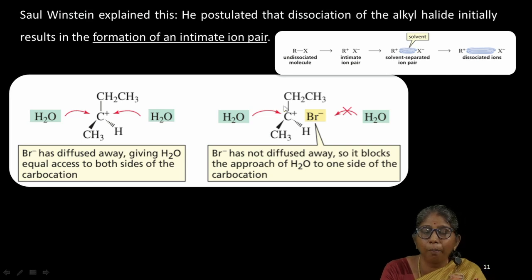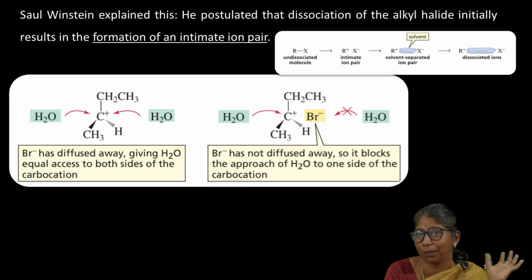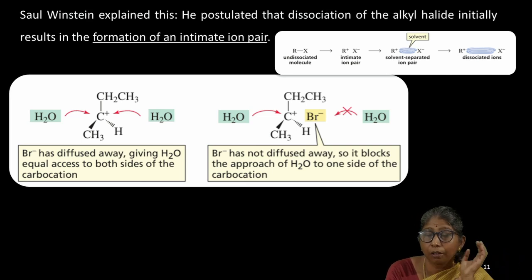But when they form an intimate ion pair, when bromine has not diffused away, it blocks the approach of water to one side of the carbocation, and so inversion of configuration becomes somewhat higher. So here we see partial racemization. Okay, so these are the main points about the SN1 mechanism.